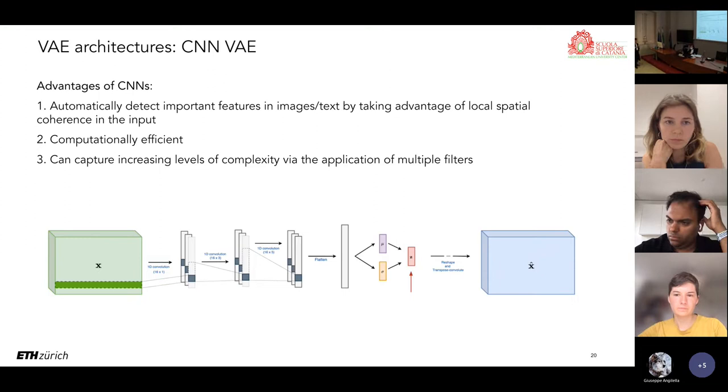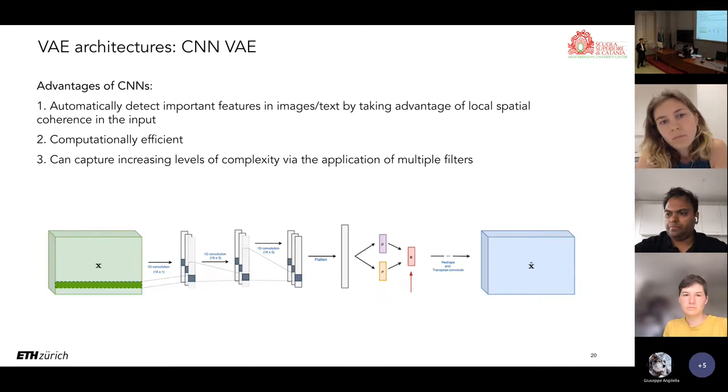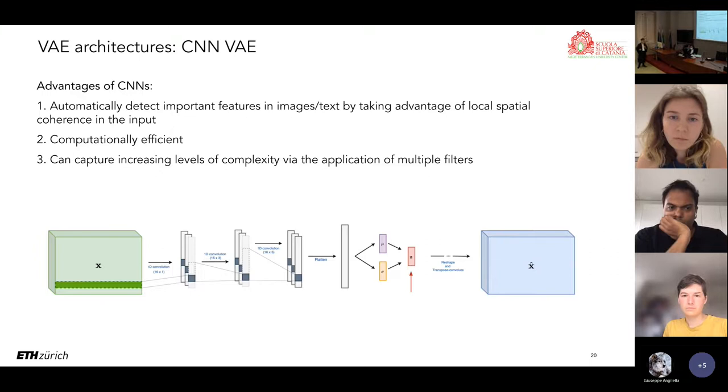The second is a CNN. The CNN has several advantages over fully connected layers: it can automatically detect features by taking advantage of a property in the input called local spatial coherence. It's computationally very efficient and can capture increasing levels of complexity via the application of multiple filters. The objective is exactly the same. We will cover this later in the presentation. Z is the bottleneck.